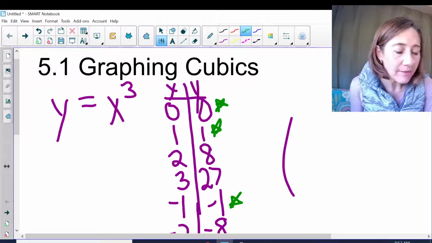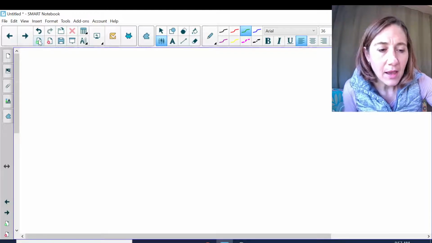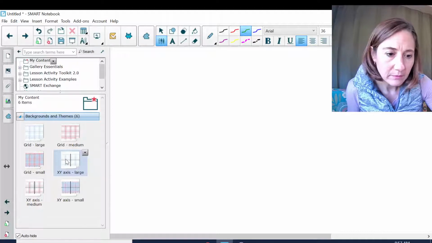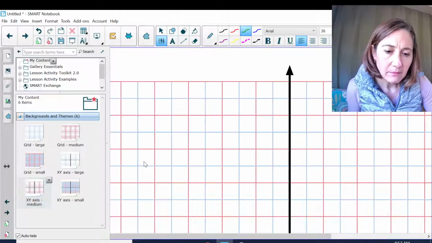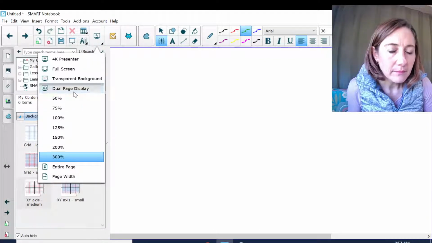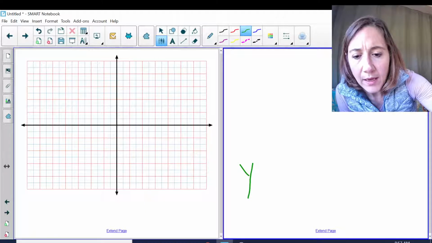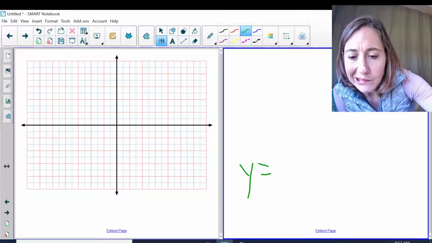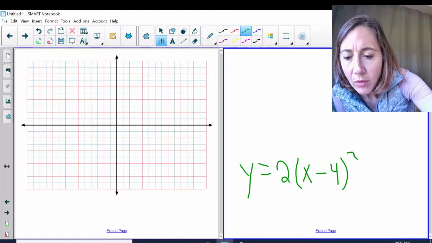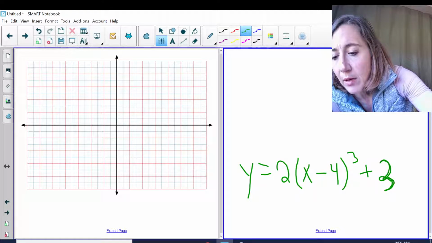That's how you get that S shape beginning. So, all right, let's look at one of these with transformations. Let me put a graph on here. Let's go medium this time. So let's see if we can get an idea of what the graph would look like if we graphed y equals 2 times (x minus 4) cubed plus 2. Okay, so I don't want a 2 there, I want a 3. So it's a little different than the other number.